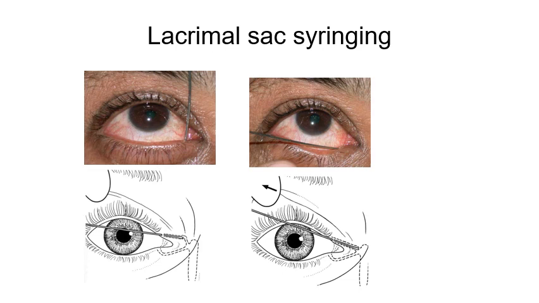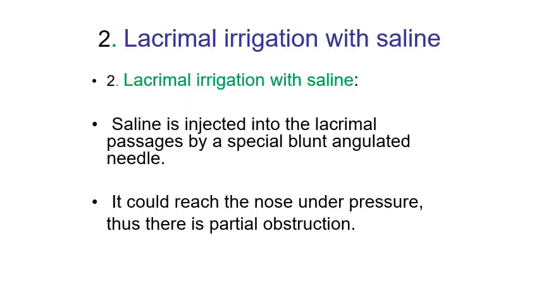It can also tell you the site of block. In this picture, there is dilatation with a punctum dilator, a little punctum dilator. You are dilating the punctum, and after probing, you are doing lacrimal sac syringing. That is done with saline, lacrimal irrigation with saline. Saline is injected into the lacrimal passages by a special blunt angulated needle. If it reaches the nose under pressure, there is a partial obstruction.